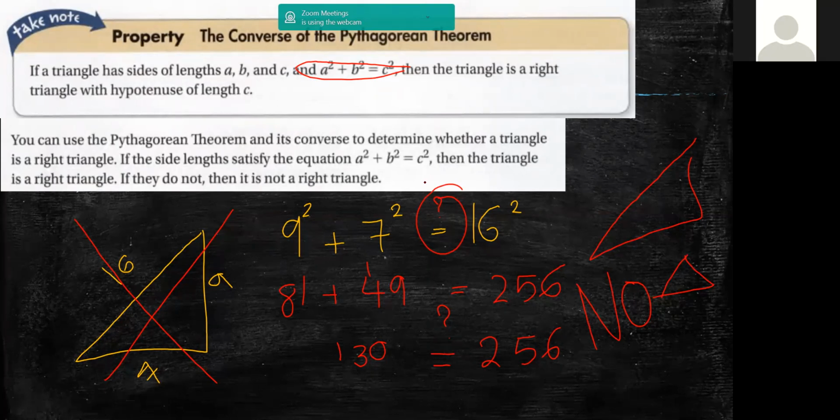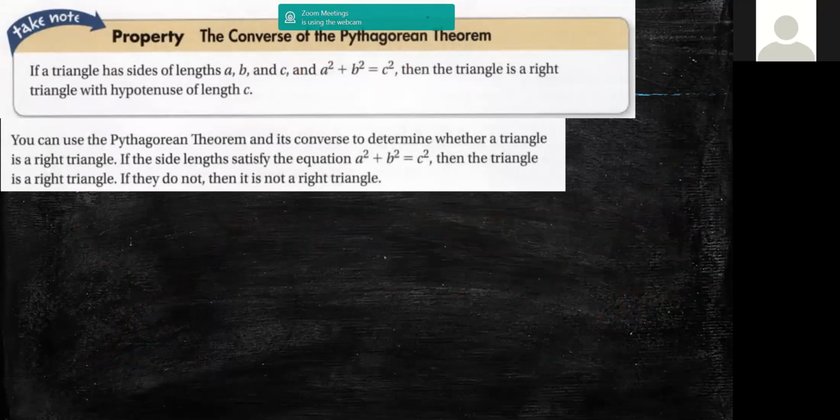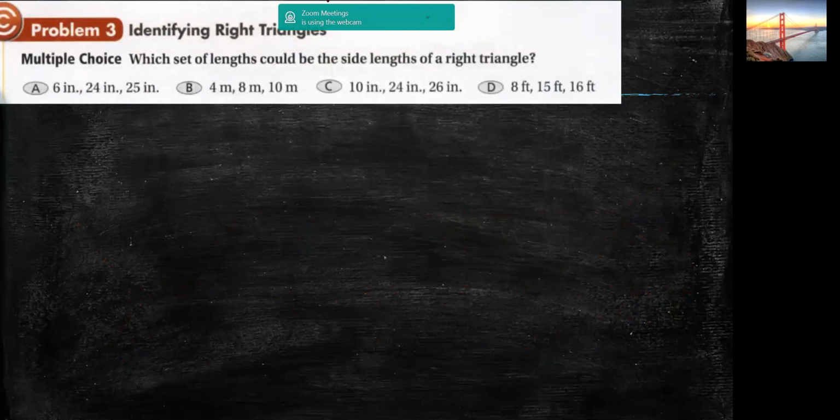So we can use the Pythagorean theorem and its converse to determine whether a triangle is right. If the side lengths satisfy the equation a squared plus b squared equals c squared, then the triangle is right. If not, this is not a right triangle, as we see here. Let's have now another example.